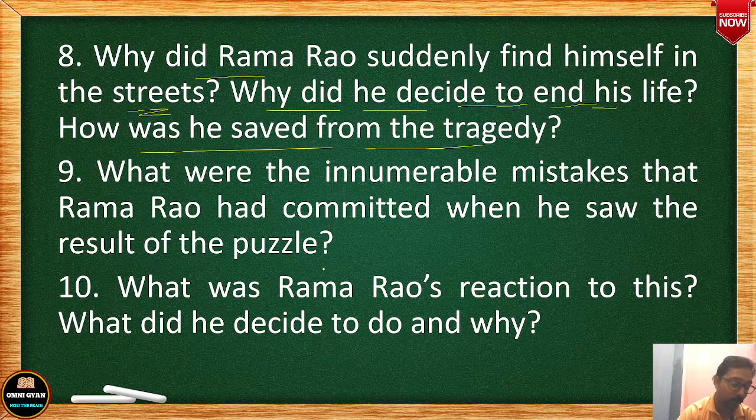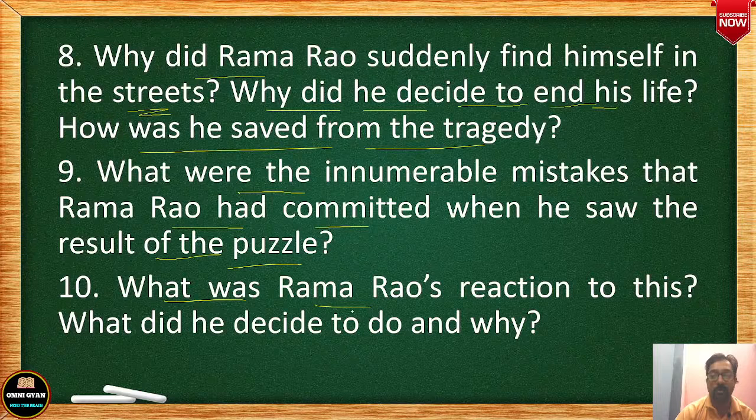Okay, what were the innumerable mistakes that Rama Rao had committed when he saw the result of the puzzle? So there were innumerable mistakes. Okay, dope, hope, all these things. Okay, what was Rama Rao's reaction to this? What did he decide to do and why? So Rama Rao's reaction was definitely that he was not happy that he had made so many mistakes in the crossword puzzle and he decided to end his life. Okay, because he thought that life was not worth living.